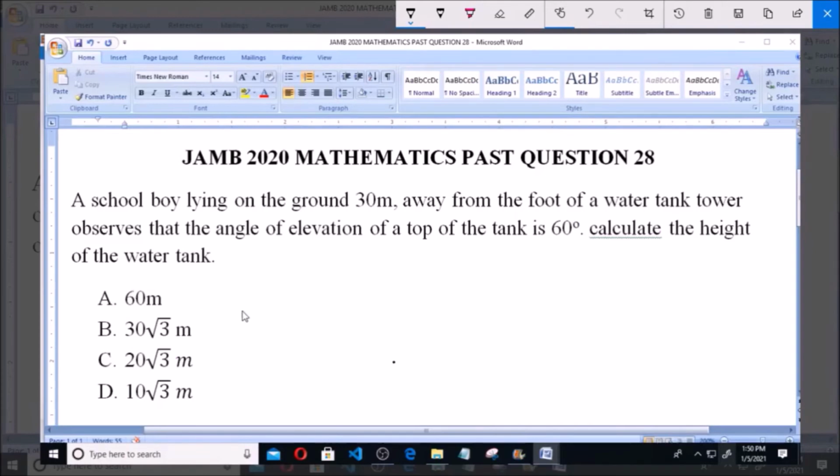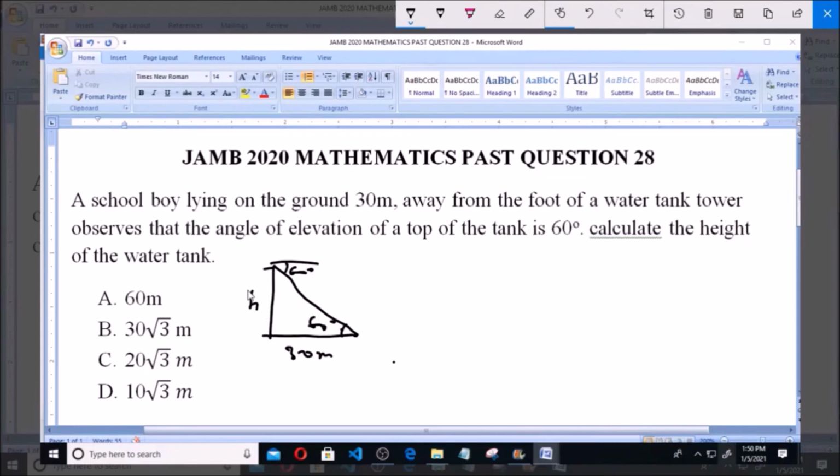Now the values are given to us as 60 meters, 30 root 3 meters, 20 root 3 meters, and 10 root 3 meters. Now let's assume this is the water tank with height h, and then the boy lies on the horizontal floor. Let's assume this is the position of the boy, and he lies 30 meters away from the floor of the tank. Now the angle of elevation is said to be 60 degrees.